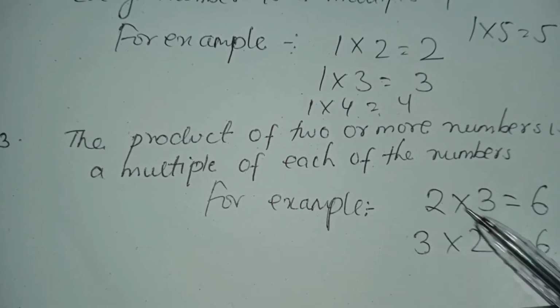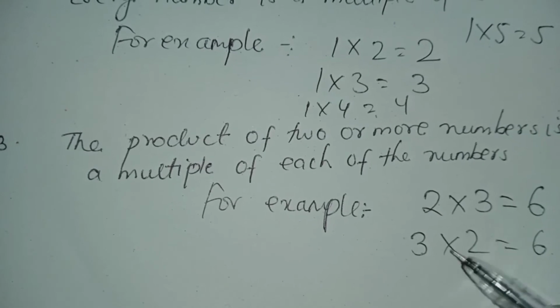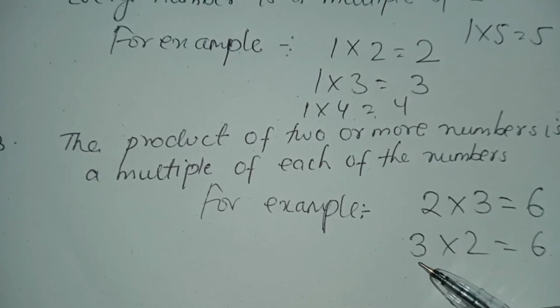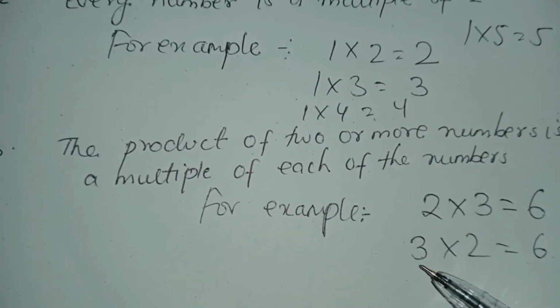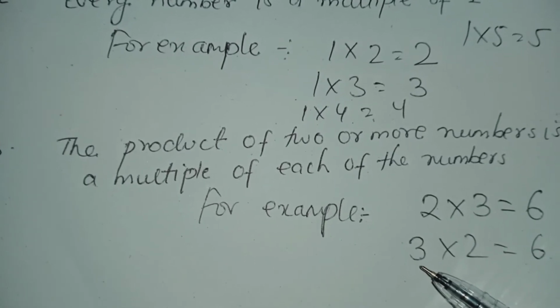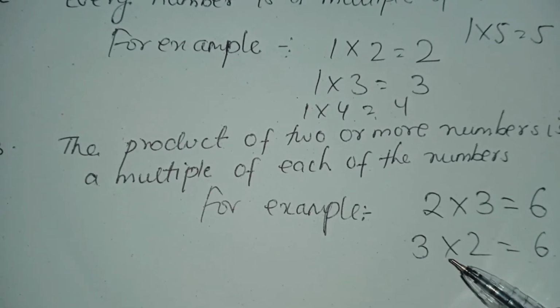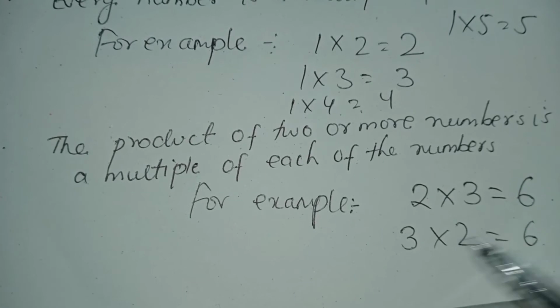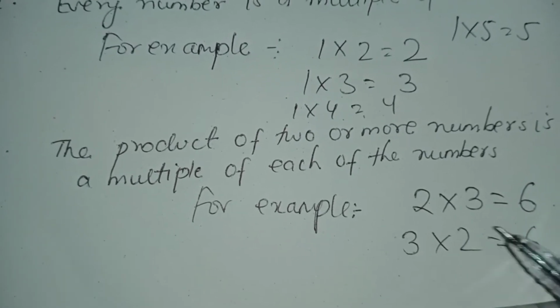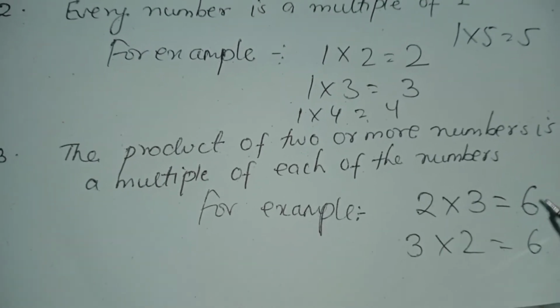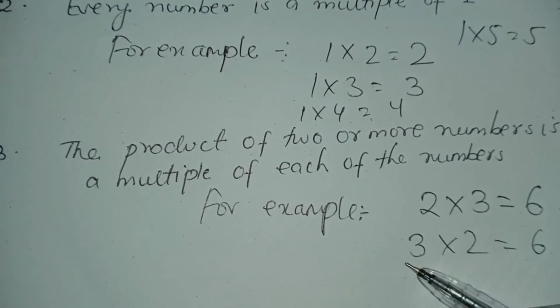So 6 is the multiple of 2. When I have changed the order, it has become 3 into 2, so 6 is also the multiple of 3. So the product of two or more numbers is the multiple of each number. 6 is the multiple of 2, and 6 is the multiple of 3.